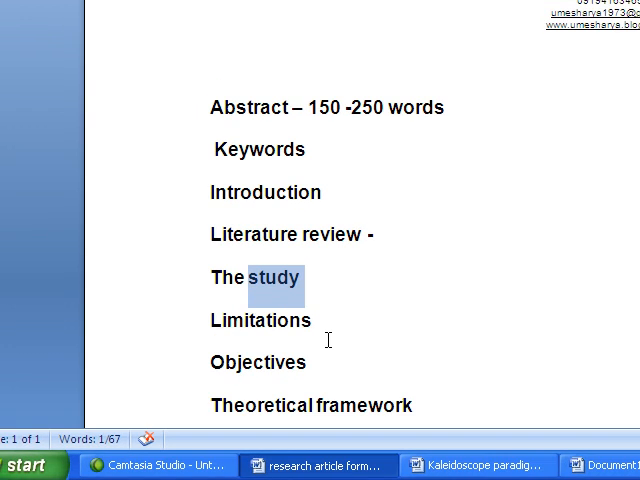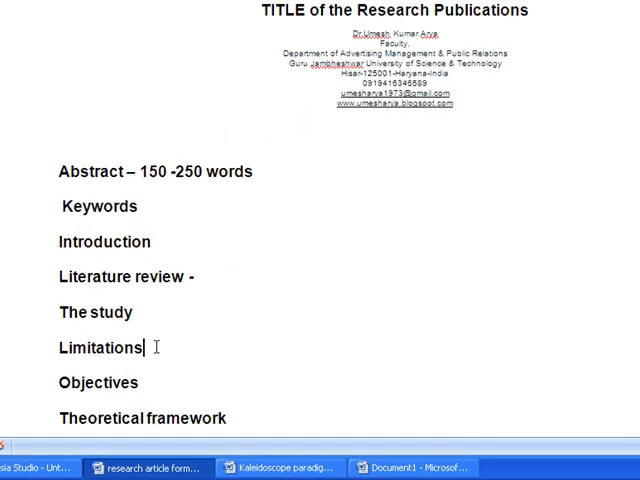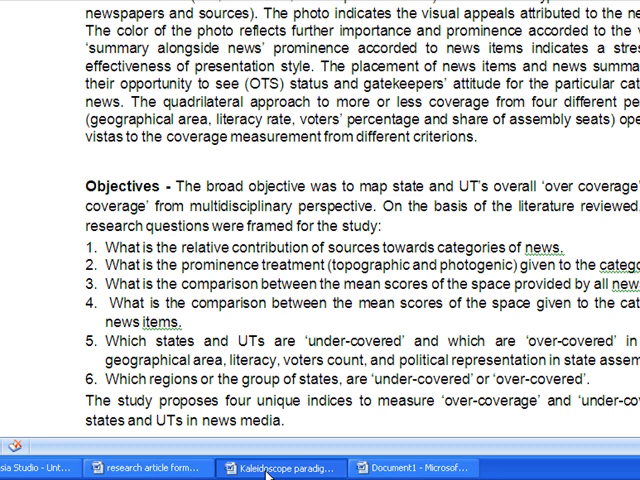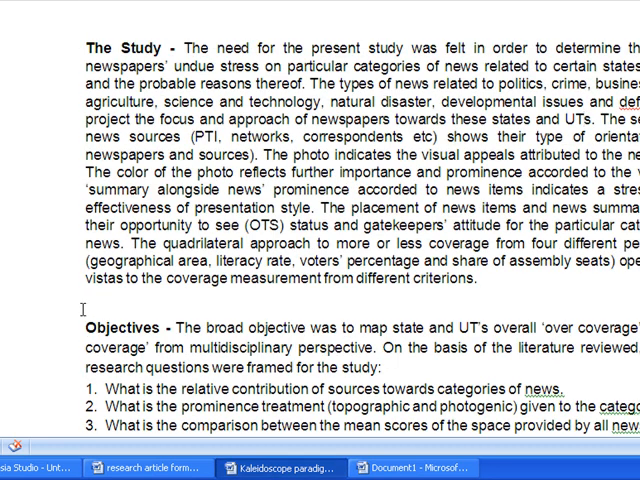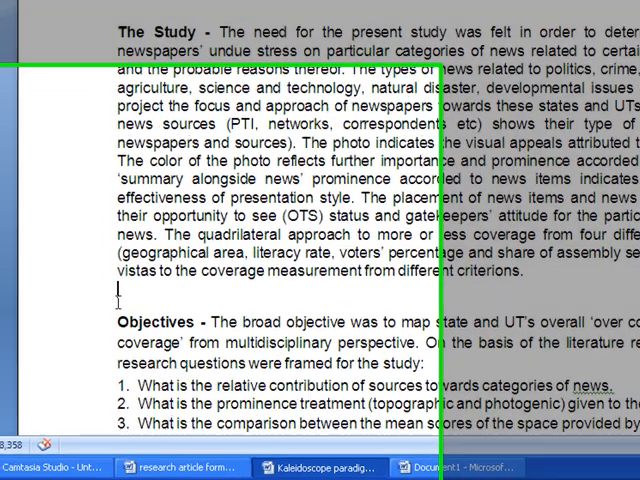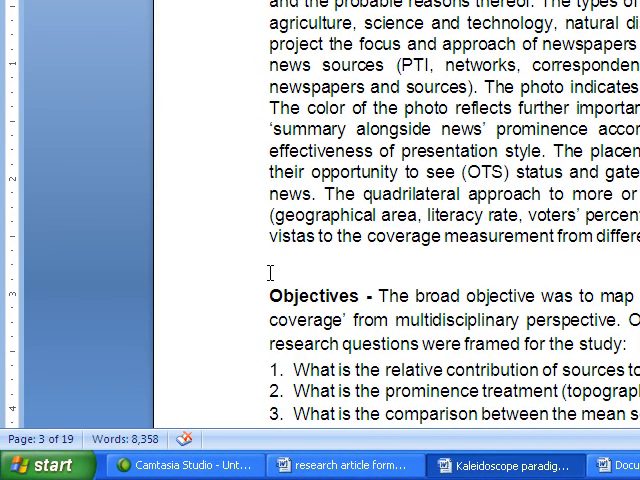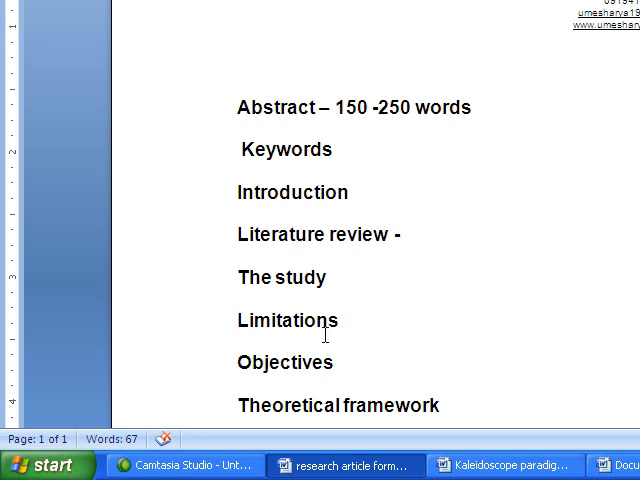Then comes the limitations. Every research has some kind of limitations. If you want to include that here, then you can do that. Don't be afraid of mentioning your limitations, because no research is complete and you are leaving something unexplored for the next researchers. So please do that.